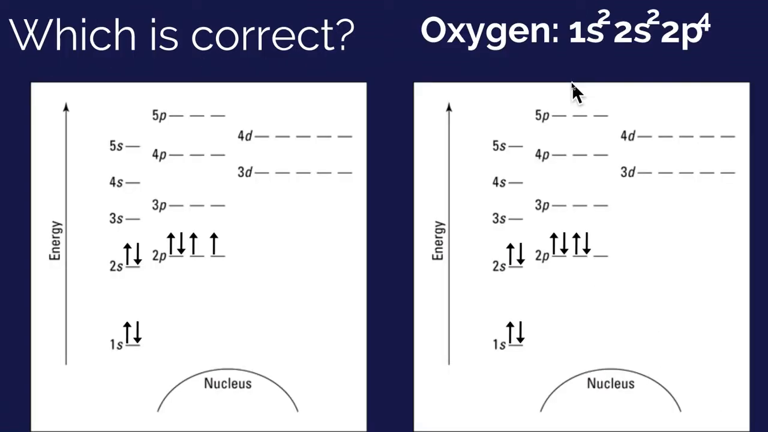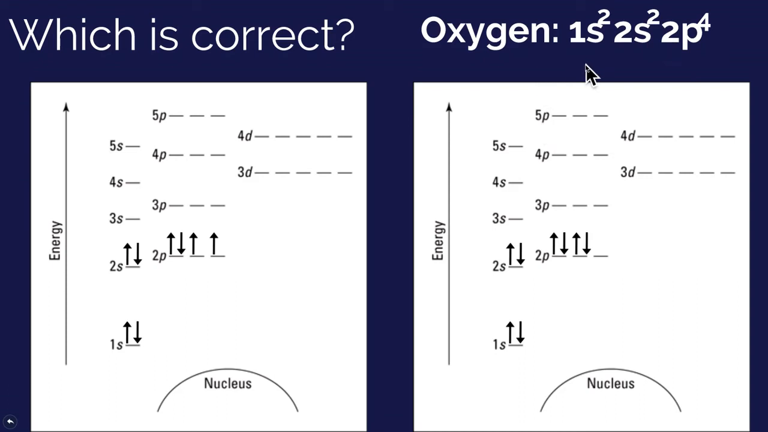All right, so now let's look at this final example. Let's say that you were given an element with a certain electron configuration like this oxygen with the 1s2, 2s2, 2p4, and you were given the option of two different electron diagrams, which one would you choose? Which one would be correct?